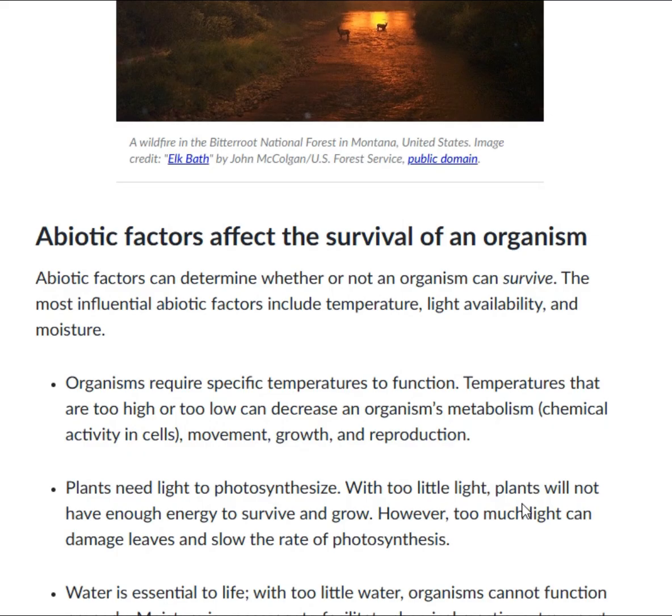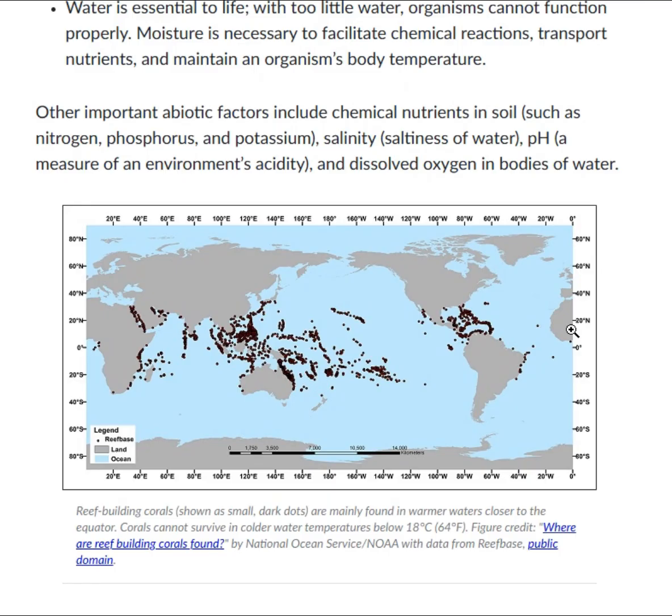Abiotic factors can determine whether an organism can survive, like temperature, light availability, and moisture. And other important abiotic factors include chemical nutrients in soil, like nitrogen, phosphorus, and potassium, the saltiness of water, and pH, and also the dissolved oxygen in bodies of water.